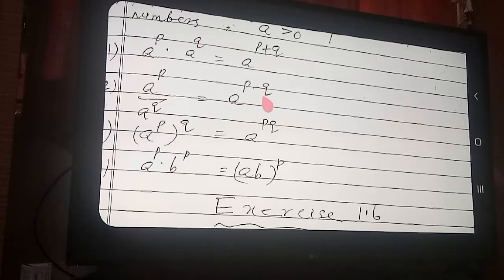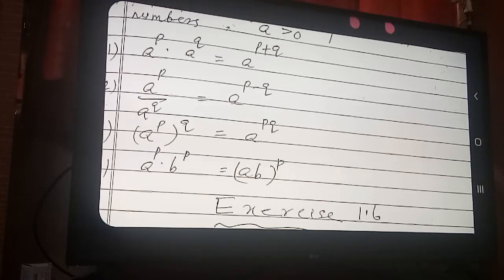a raised to p the whole upon a raised to q is equal to a raised to p minus q. And the third formula, a raised to p the whole raised to q is equal to a raised to p into q. That means the indices we multiply. And a raised to p into b raised to p is equal to ab the whole raised to p.